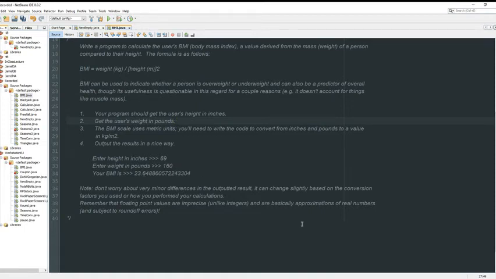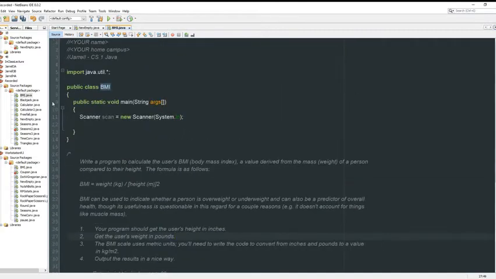Note, don't worry about very minor differences in the output result. It depends slightly on the conversion factors you use. It also depends on which way you go. And for each of these values, there's actually two options you could do. You'll still get approximately the same result, but we'll look at those as we convert. Remember, floating point values are imprecise, unlike integers, and are basically approximations of real numbers subject to round-off errors. Again, if you have pi that's read out to 5 decimal places, you'll get a slightly different answer than if you have pi rounded to 20 decimal places out, okay? So there's a little bit of wiggle room there.